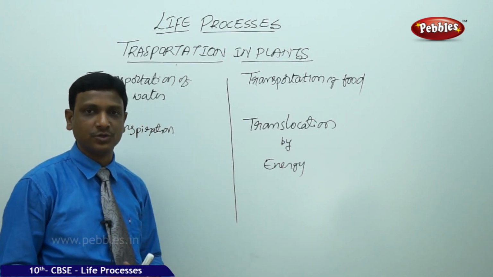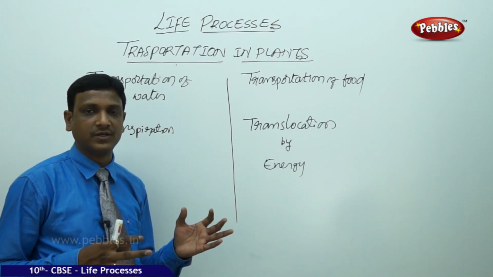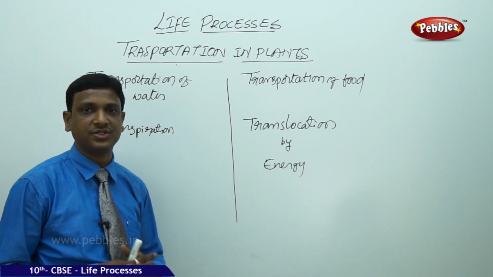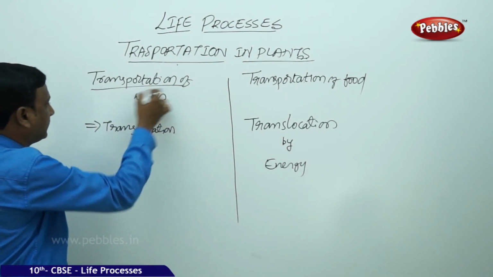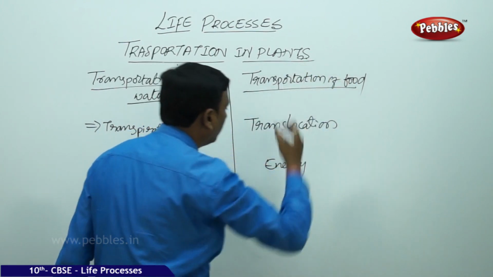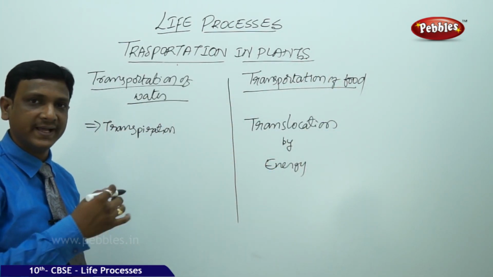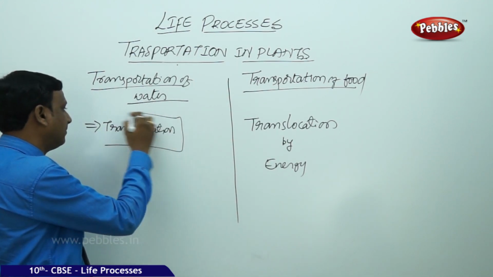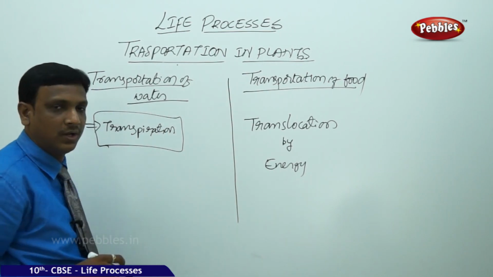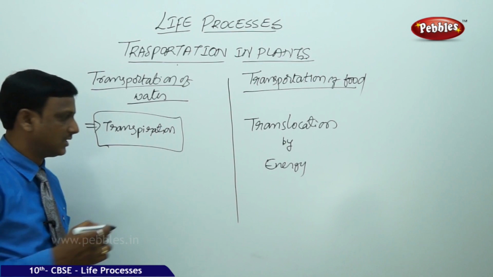But what are the driving forces? So xylem is responsible for the transportation of water, phloem is responsible for the transportation of food. So here the transportation of water, transportation of food, what are the driving forces, what makes them flow, move in these tissues? So here for the transportation of water, transpiration is the major process which makes the water flow in upward direction, that is from the roots to the tip of the leaves.